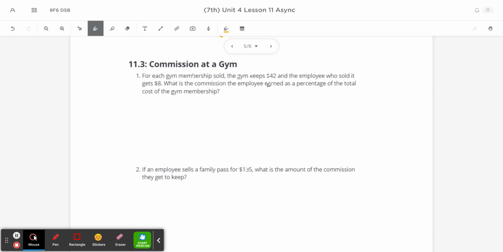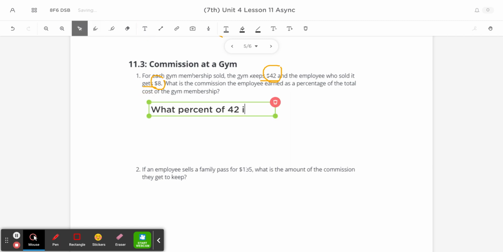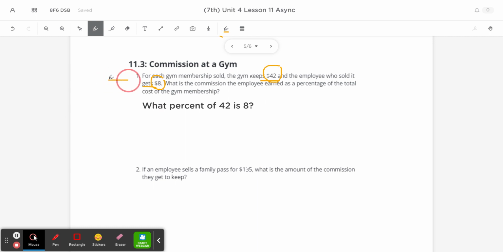For each gym membership sold, the gym keeps $42, and the employee who sold it gets $8. What is the commission the employee earned as a percentage of the total cost of the gym membership? Well, we know the employee gets $8 out of $42. And so this question is asking us to determine what percent of 42 is 8. I want you to pause this video and focus on question 1. We're going to skip question 2 if you're absent today, and I want you to focus on answering question 1.